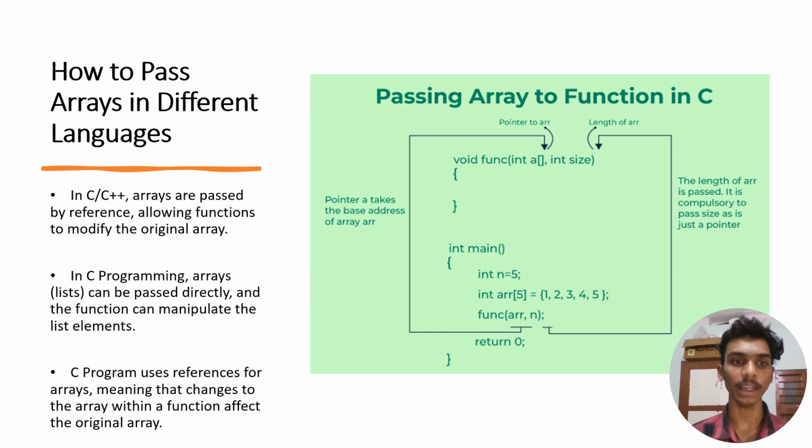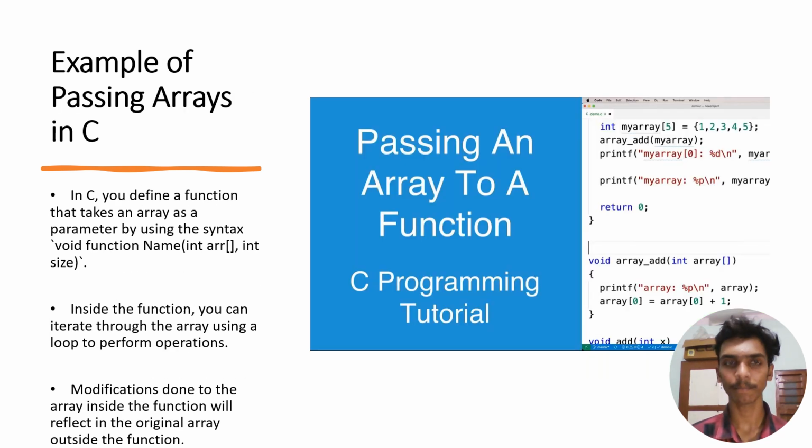In C programming, we can pass arrays directly and the function can manipulate the list of elements. In C programming, arrays are passed by reference, meaning the changes to the array within a function affect the original array.